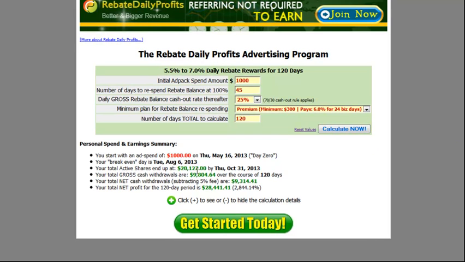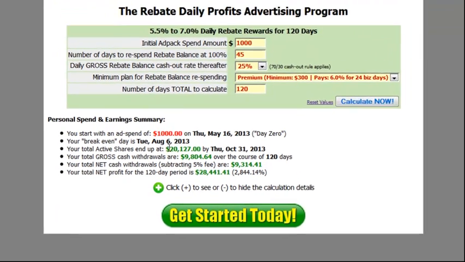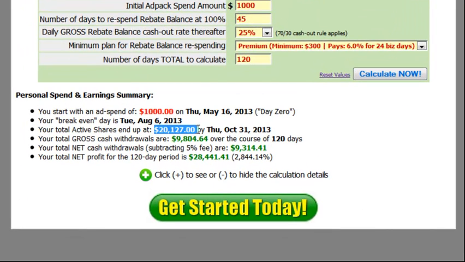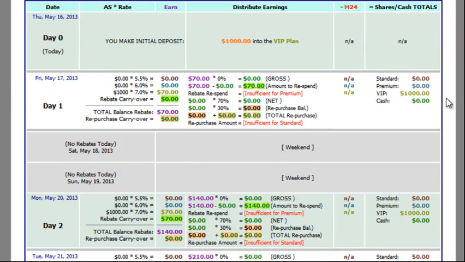Okay, the numbers look pretty darn good here. If you look at this, you can grow your account to 20,000 ad packs. You know, they're spread out throughout the standard, the premium, and the VIPs. But you were able to pull out this much cash. That's a pretty darn good cash return. Plus, you still have this much working for you. And if we break it down, we see that we said we were only going to repurchase, or do a respend of premiums.